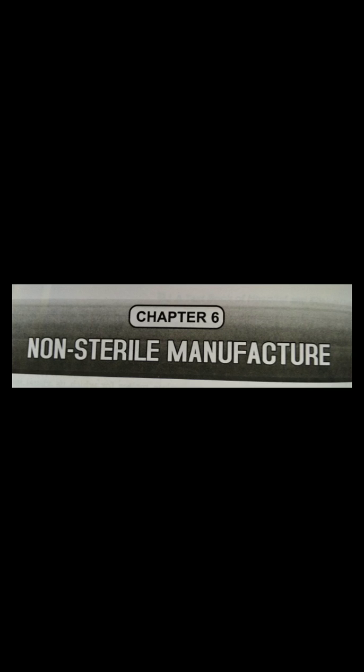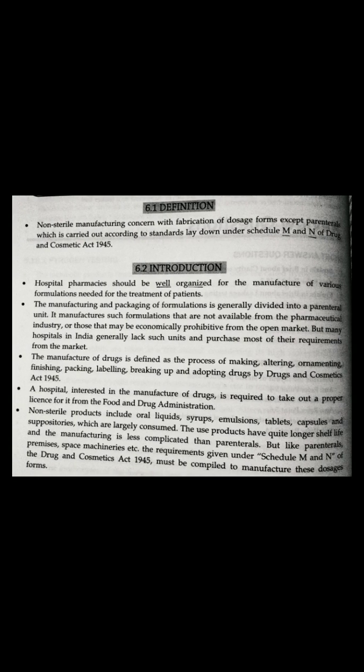Schedule M is the standard of GMP, good manufacturing practices. In M, there are 3 schedules, M1, M2 and M3. First M1, homeopathy substances, then M2, cosmetic preparations, and M3, medical devices. And Schedule N is the list of the minimum requirements, under the Drug and Cosmetic Act 1945. Then, introduction of non-sterile manufacture.